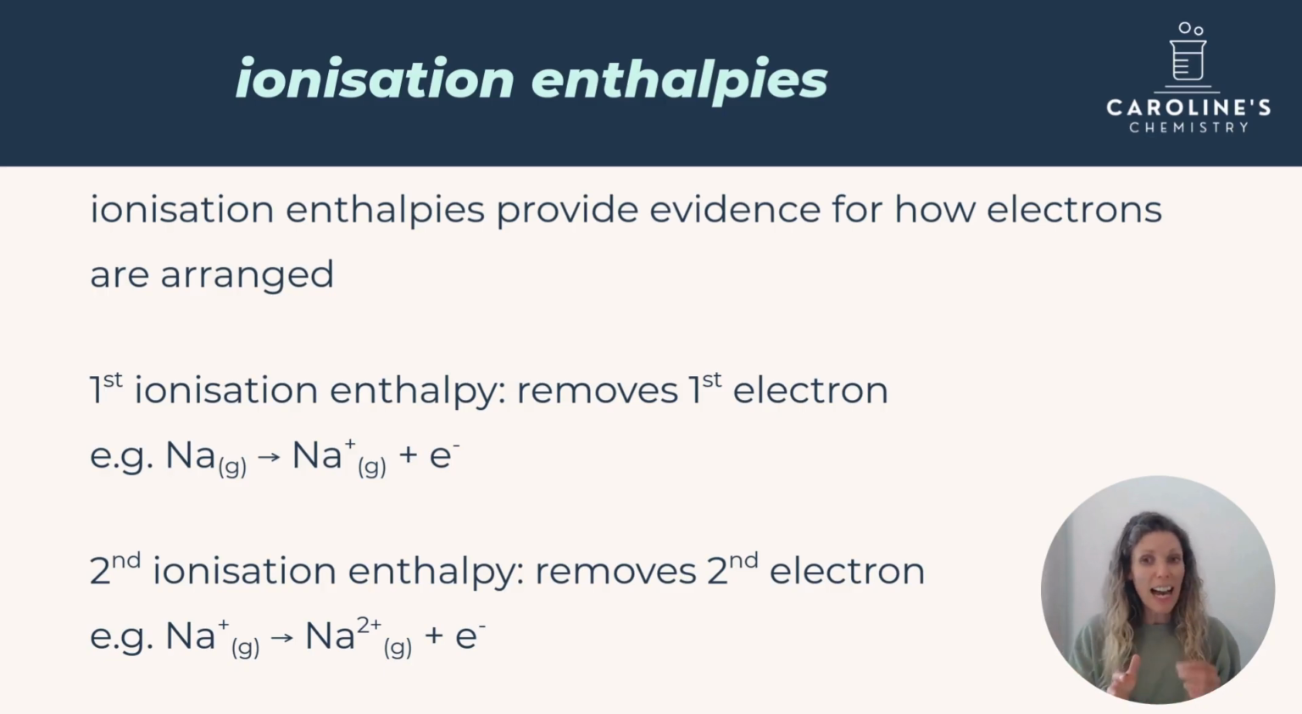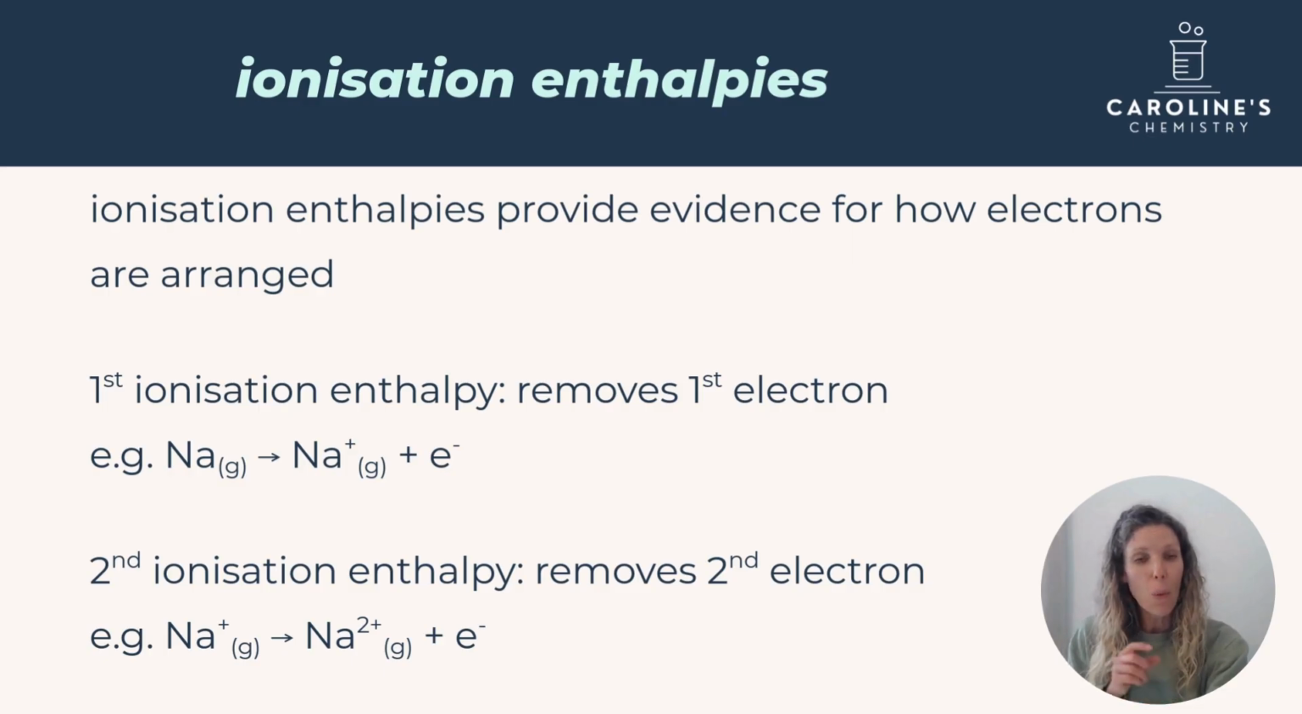Now, the second ionisation enthalpy, and we can go third, fourth, fifth, etc. We'll talk about that more a little bit later when we talk about successive ionisation enthalpies. But the second ionisation enthalpy for anything takes you from a 1+ ion to a 2+ ion. So it's removing the next electron. Okay, so that's what they are.